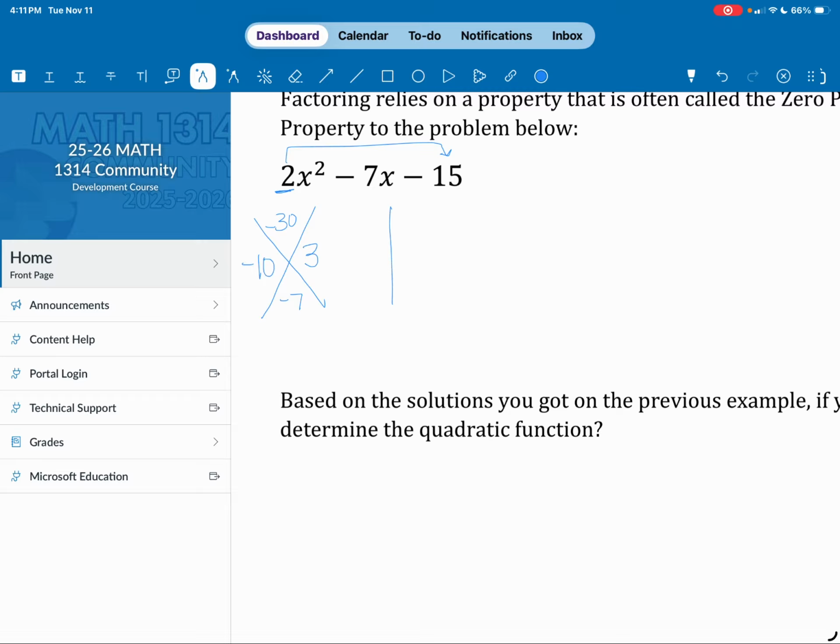I know a lot of you prefer the Punnett square, so I'm just going to show you the Punnett square. So we have our Punnett square, our 2x squared, minus 15, minus 10x, plus 3x, sorry. All right, so 2x squared, I multiplied 2x and not 2, whoops. Sorry, 2x and x. So x times what gives me 3x, and that's a 3. 2x times what gives me negative 10x, and that's negative 5. So my factors are 2x plus 3, x minus 5.